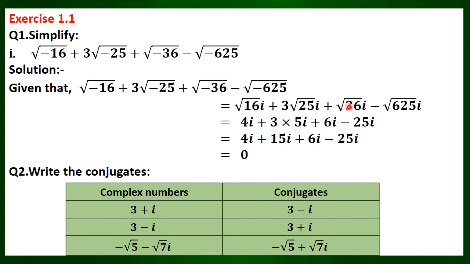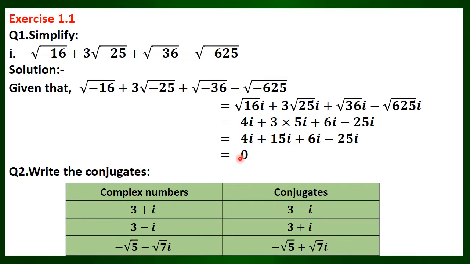Next, we will find the square root of each term within the square root. That is root 16 is 4, 4i, 3 into root 25 i, 3 into 5i, root 36 is 6, 6i, minus root 625, minus 25i. Now we will simplify these terms. We will get the value as 0.